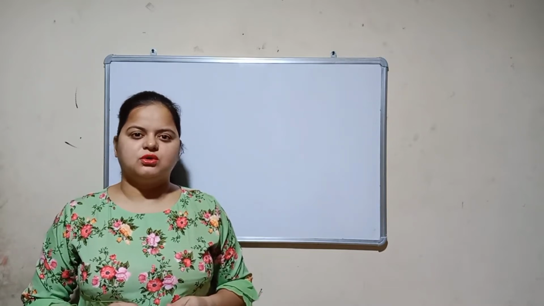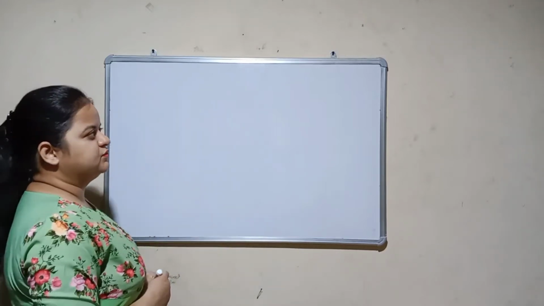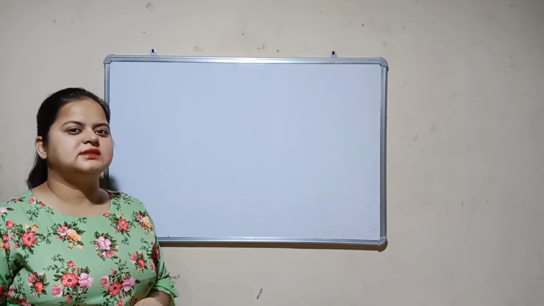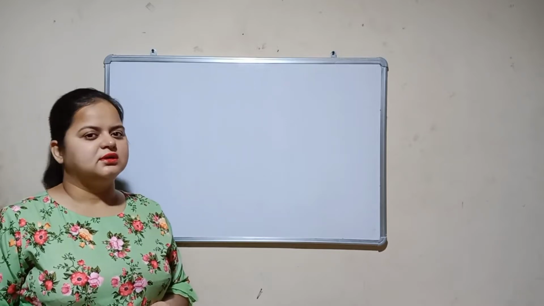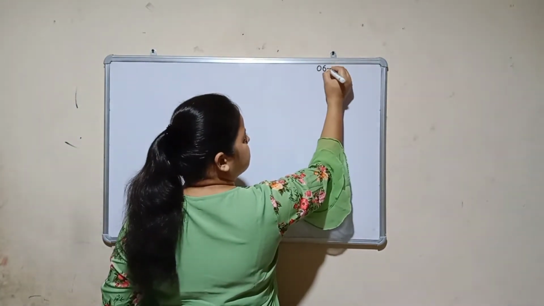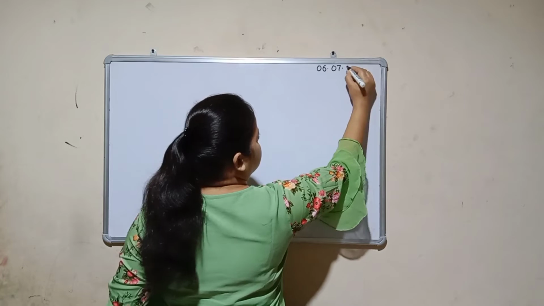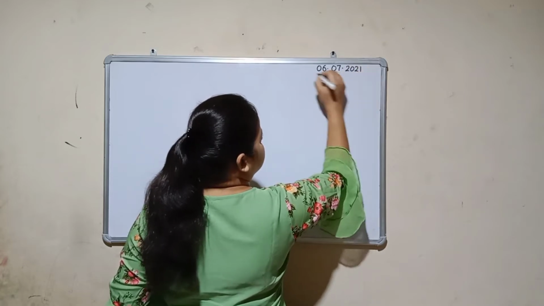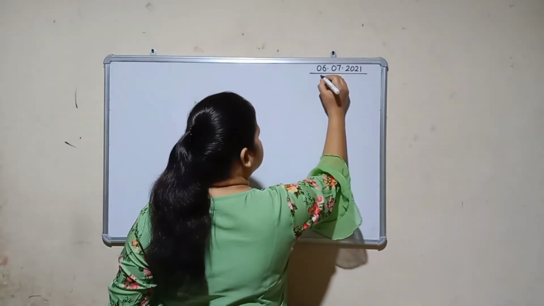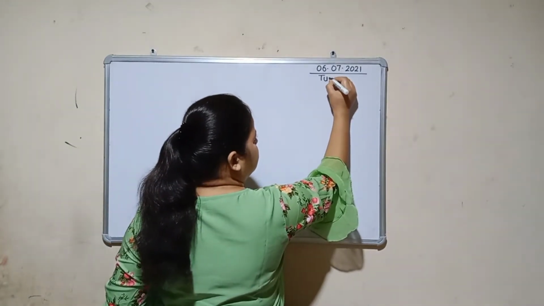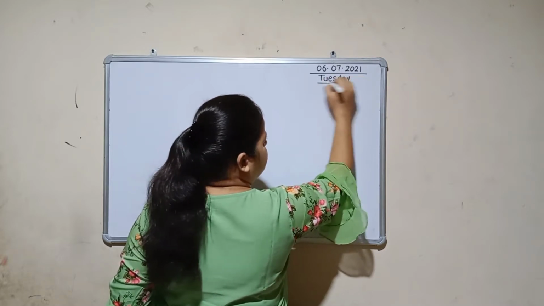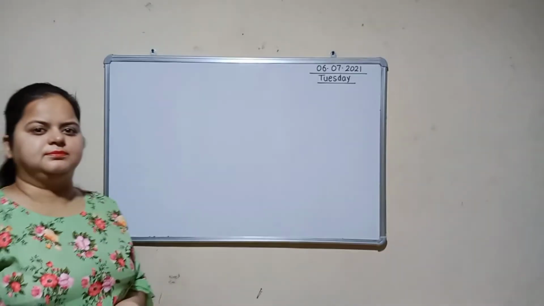Hurry up, bring out your notebooks. Yes, what is the date today? Today is 6th July 2021. So, 6 7 2021, and day is Tuesday.